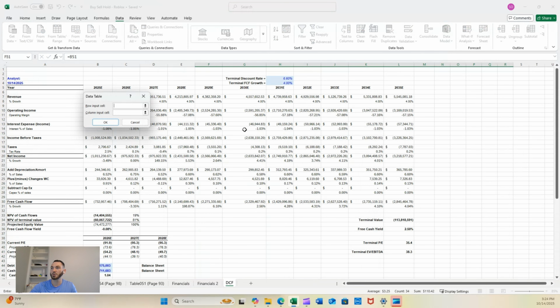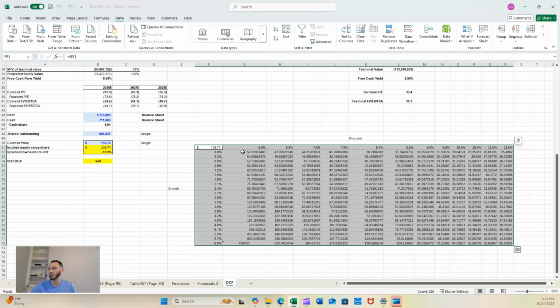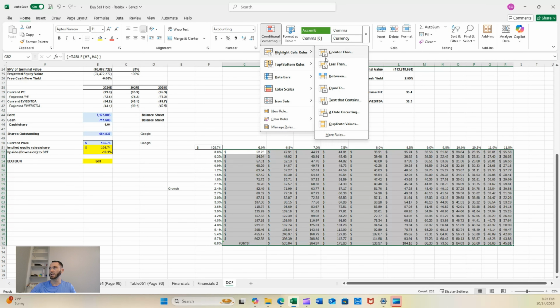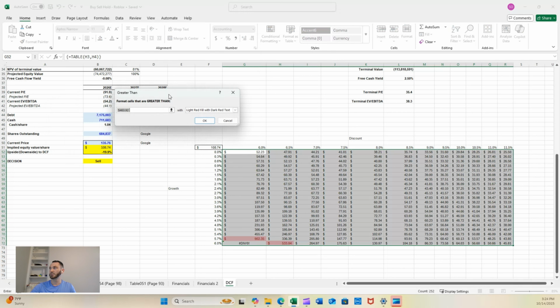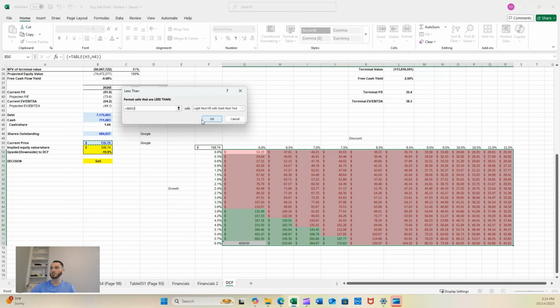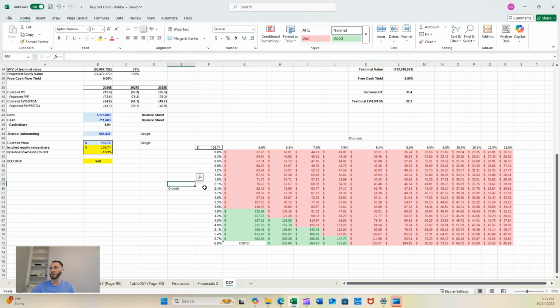do the row input, which will be discount rate, the column 4. And so this is going to give us some different numbers, make this the right format. And then we can actually add some rules. So if we are greater than this price, we will fill with green. And if we are less than this price, go with red.